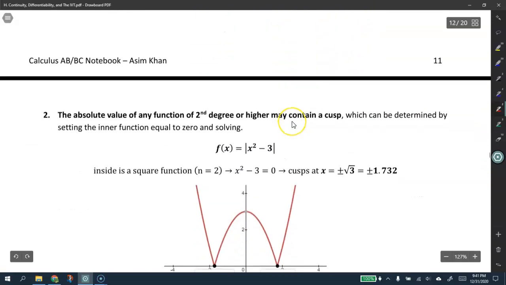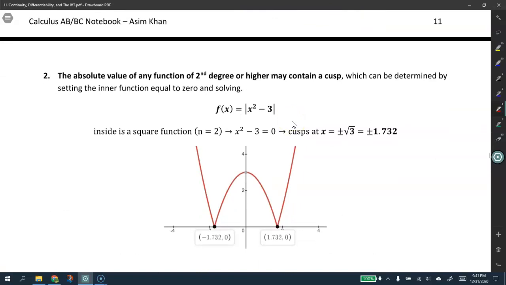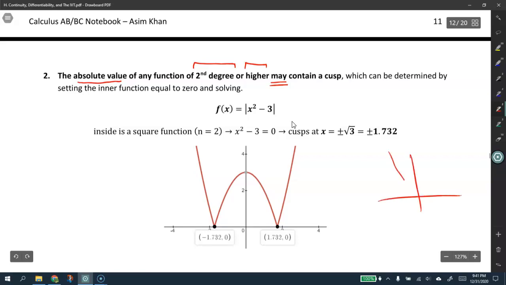Now, let's talk about a few more interesting cases. Let's suppose that you had an absolute value once again, and it's basically around any function that is second degree or higher. Now, here's the problem. This may contain a cusp. It's not necessary for it to contain a cusp. Why exactly is that? It's because some functions basically never go below the x-axis, and in that case there would be no cusp occurring there.